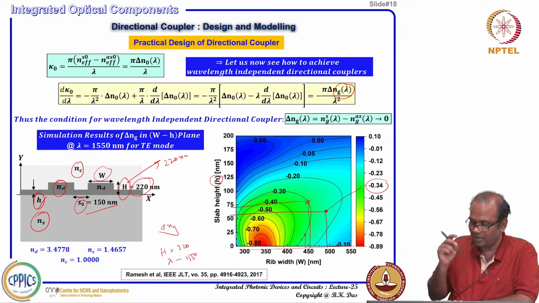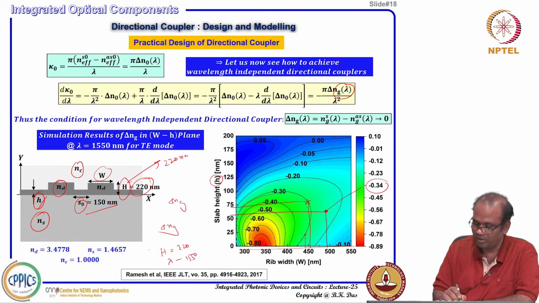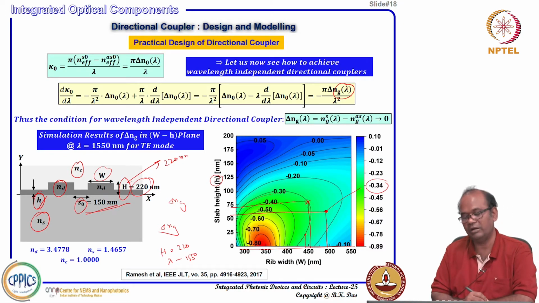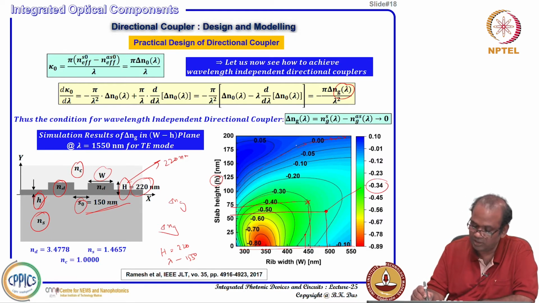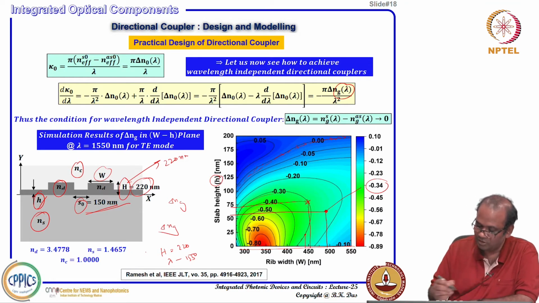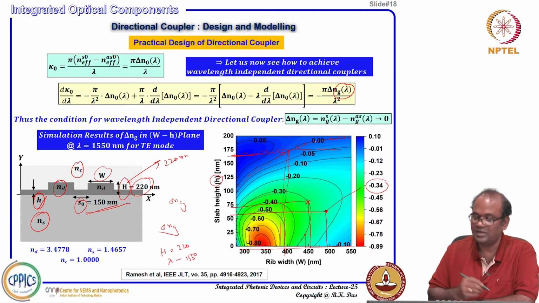I can find that, suppose I need a certain delta Ng, then I can choose my waveguide width and small h for a given S naught equal to 150 nanometer. And if you look at this contour, it is showing 0. That means, if you use any value sitting on this curve, that will give you delta Ng equal to nearly 0. For example, if I use some value here, about 160, and this value, that means delta Ng equal to 0.